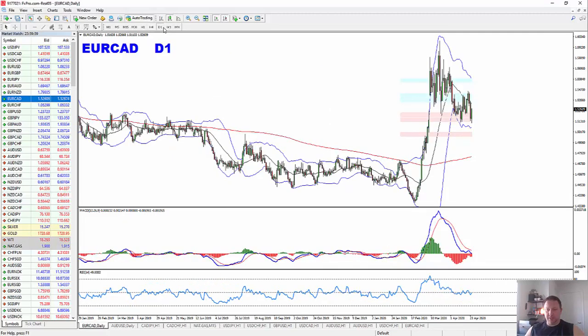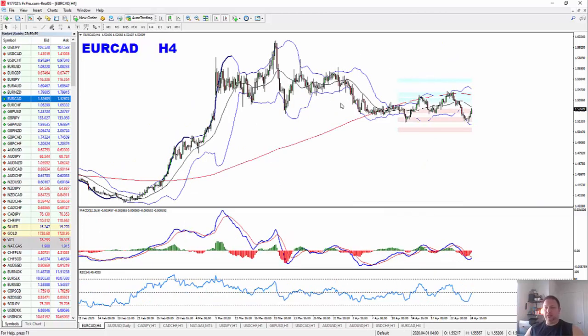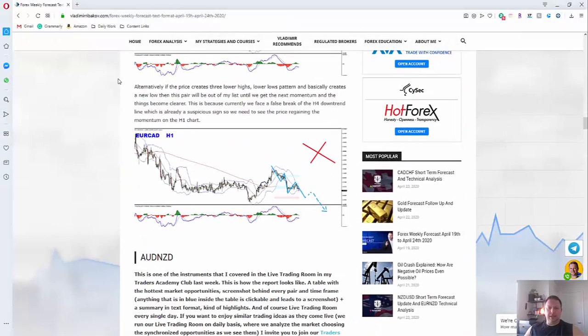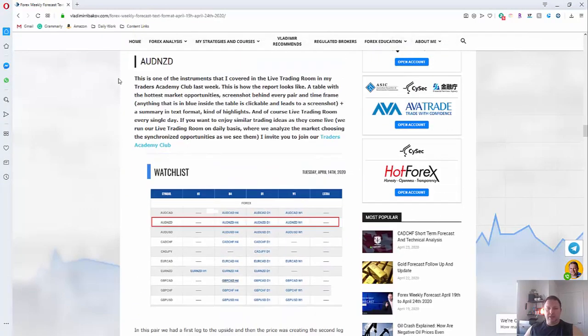What is next with this pair? We have too many options currently. Personally, I'm still after the buys, but I would definitely want to see better signs for that. So as for now, the EURCAD is neutral. And let's continue. Next one was the Aussie Kiwi.